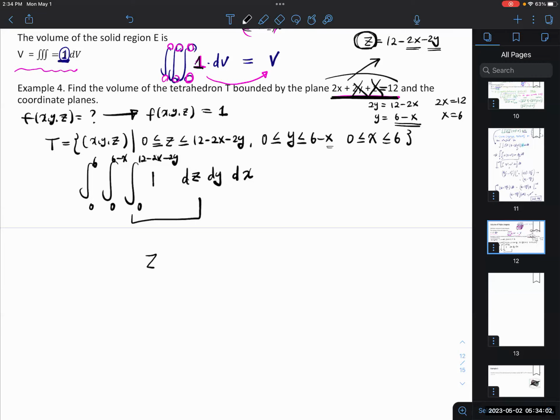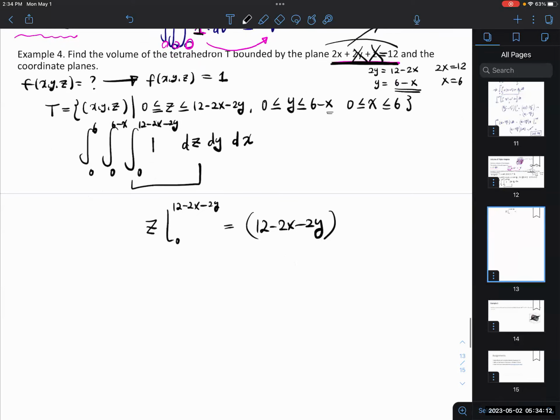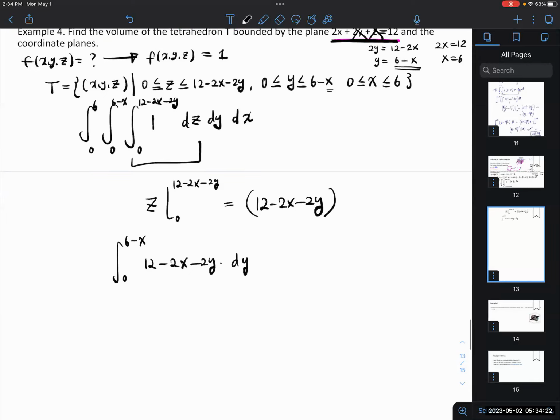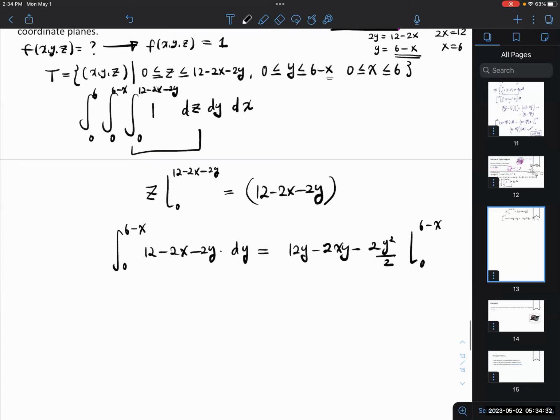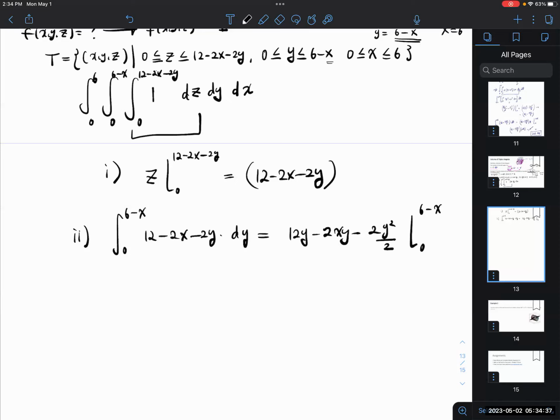So this one, z from 0 to 12 minus 2x minus 2y. That means just 12 minus 2x minus 2y. Now we finished the first integral. Next, from 0 to 6 minus x, of 12 minus 2x minus 2y, and we are taking the integral dy. So that is going to be 12y minus 2xy minus 2y to the second over 2, from 0 to 6 minus x. Are you okay? So this is the first integral, now the second, the inside middle.